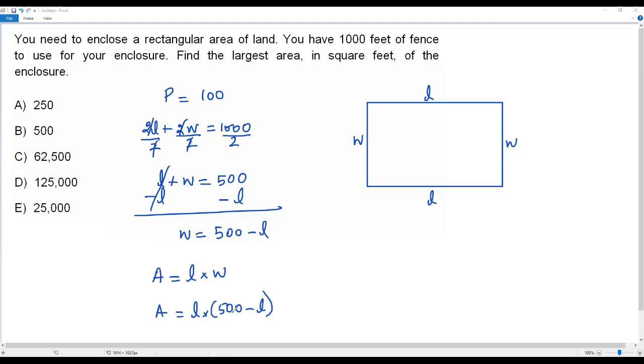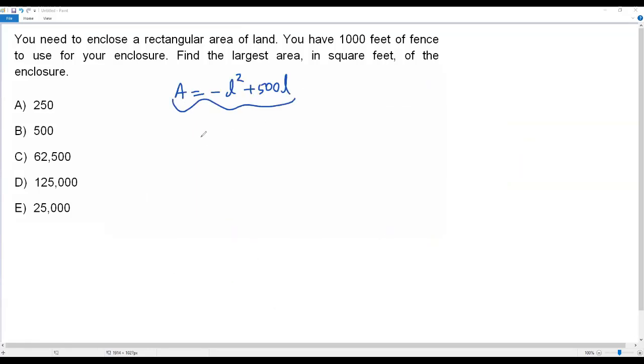Now let's simplify what we have over here. Then we get A is equal to, we can distribute this L to this 500. L times 500 becomes 500L, and L times negative L becomes negative L squared. Or it can also be written as negative L squared plus 500L. To do further calculation, I have to erase the other stuff. Here we have the area of the rectangular region equal to negative L squared plus 500L. That is, I got area in terms of just length.